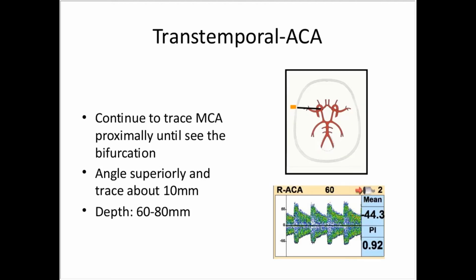Now, to insonate the ACA, just continue to trace the MCA proximally until you see the bifurcation. Angle superiorly and trace about 10 millimeters. This is an example of an MCA-ACA bifurcation. MCA, again, flow coming towards the probe or above baseline. ACA, normally directed flow going away from the probe or below baseline. And we can insonate the ACA between a depth of 60 and 80 millimeters.